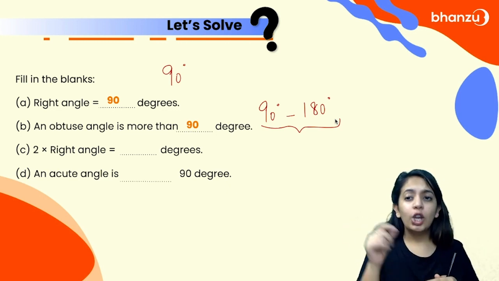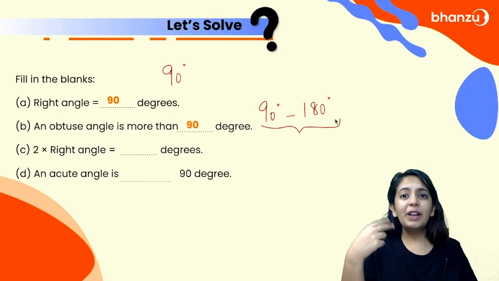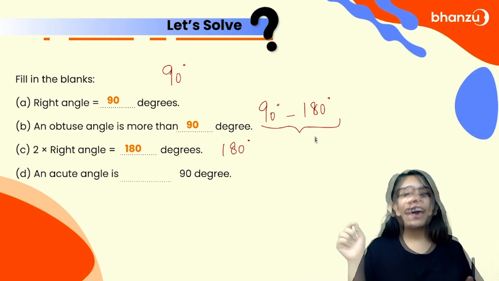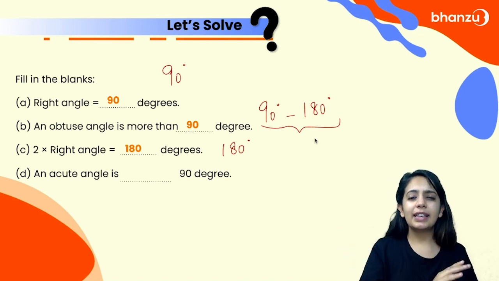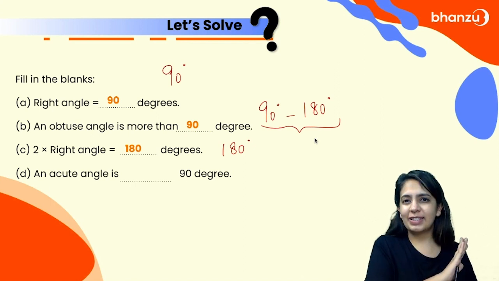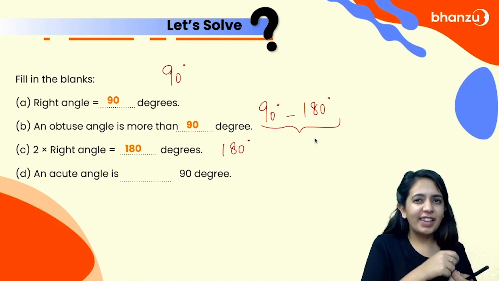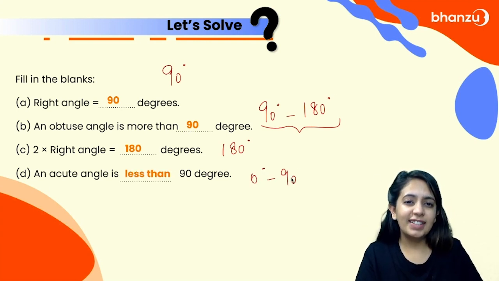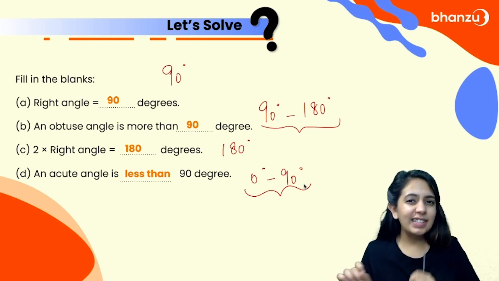Okay, next question. 2 times the right angle equals how many degrees? Double of a right angle is nothing but 180 degrees. Amazing. Now moving on to the last fill in the blank. An acute angle is dash 90 degrees. Is it equal to 90 or less than 90 or more than 90? It is less than 90. It is neither 0 nor 90. It is between 0 and 90 degrees.